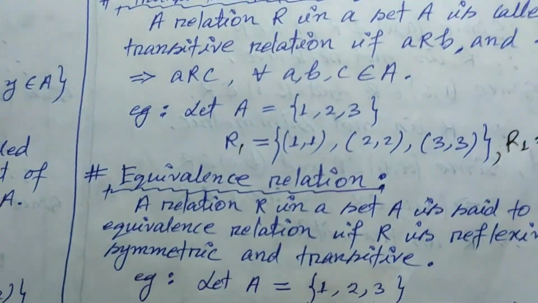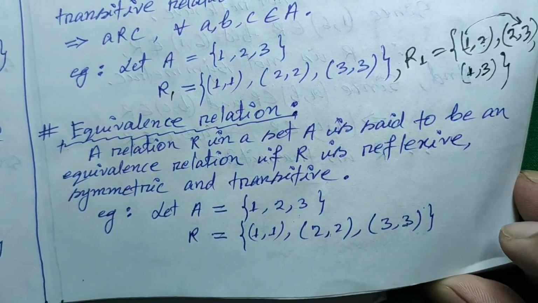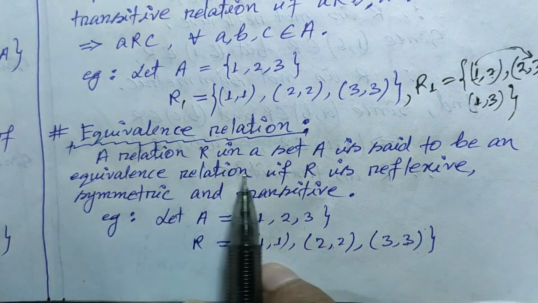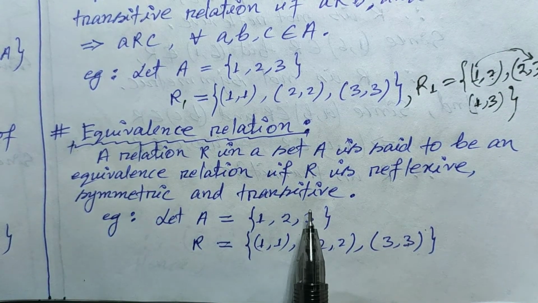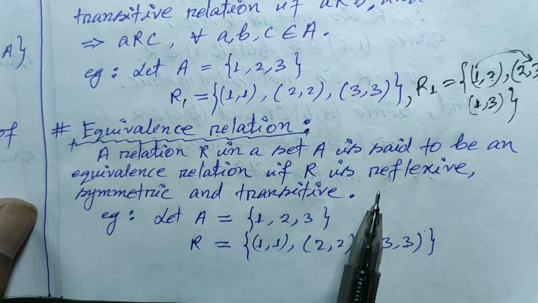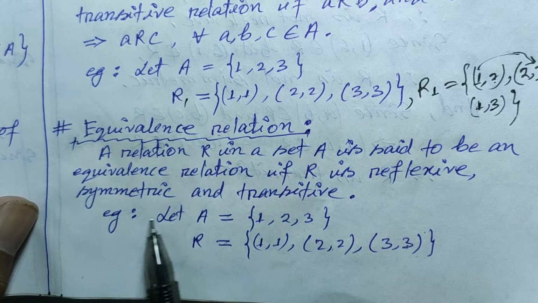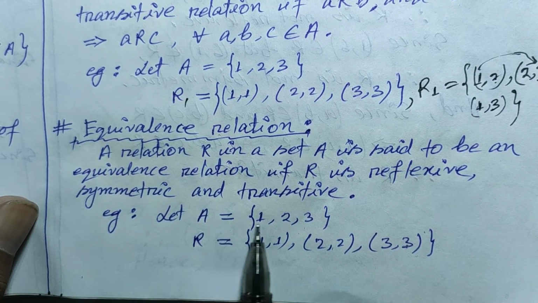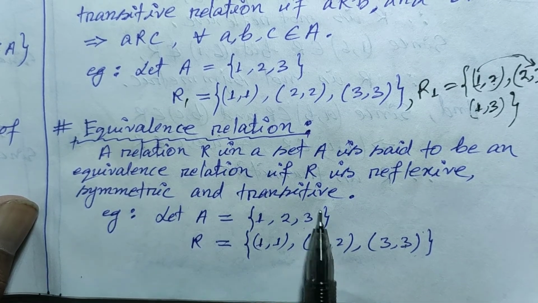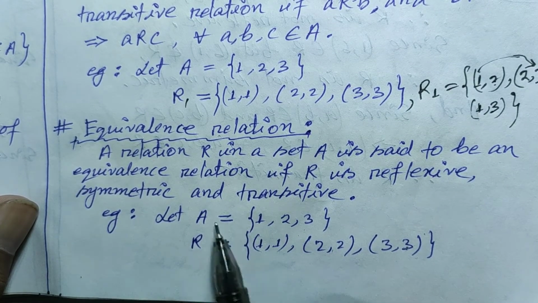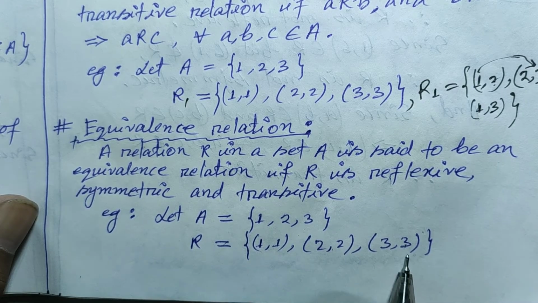And the last one is, what is equivalence relation? A relation R in a set A is said to be an equivalence relation if R is reflexive, symmetric, and transitive. The relation should be reflexive, symmetric, and transitive in order to become an equivalence relation. Now let us take an example. Let A is equal to {1, 2, 3}. Then the relation R is equal to {(1, 1), (2, 2), (3, 3)}. All the elements in the set A are related to itself. That means 1 is related to 1, 2 is related to 2, 3 is related to 3.